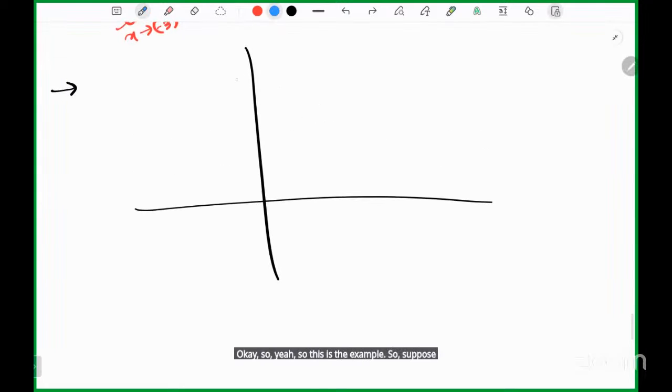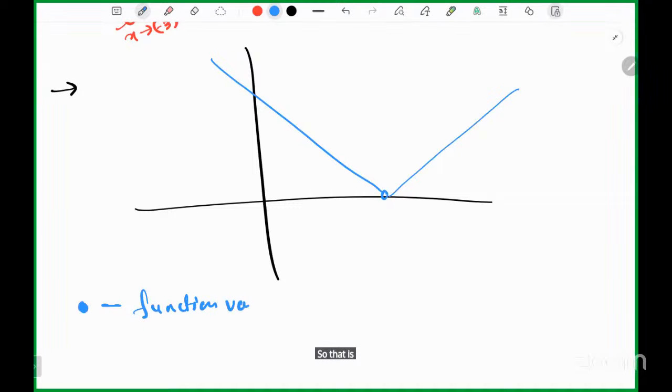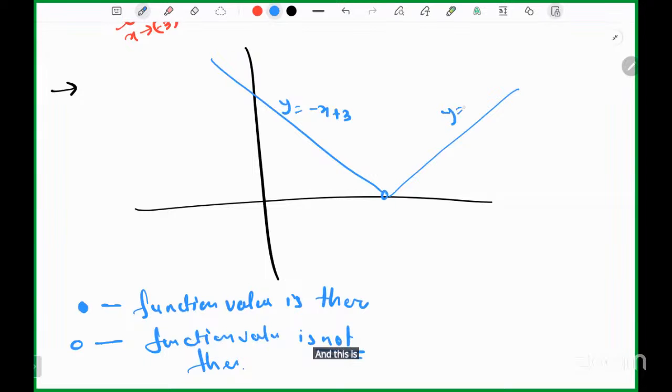So yeah, this is the example. Suppose we have a function represented by this graph. You are familiar with the concept of a hollow point and a solid point. The solid point means the function value is there, and the hollow point means the function value is not there. For example, suppose this is the line y equals -x plus 3, and this is the line y equals x plus 3, maybe. I'm not sure whether they will intersect at the same point or not.